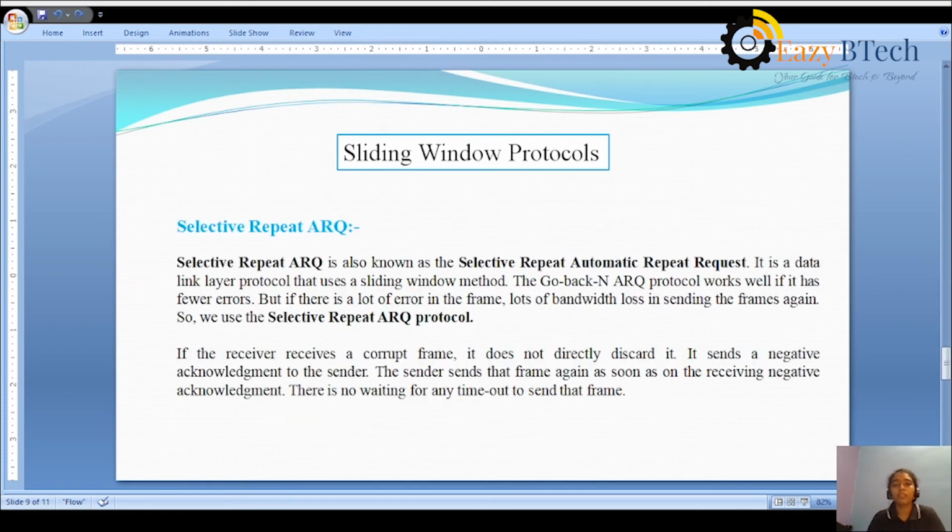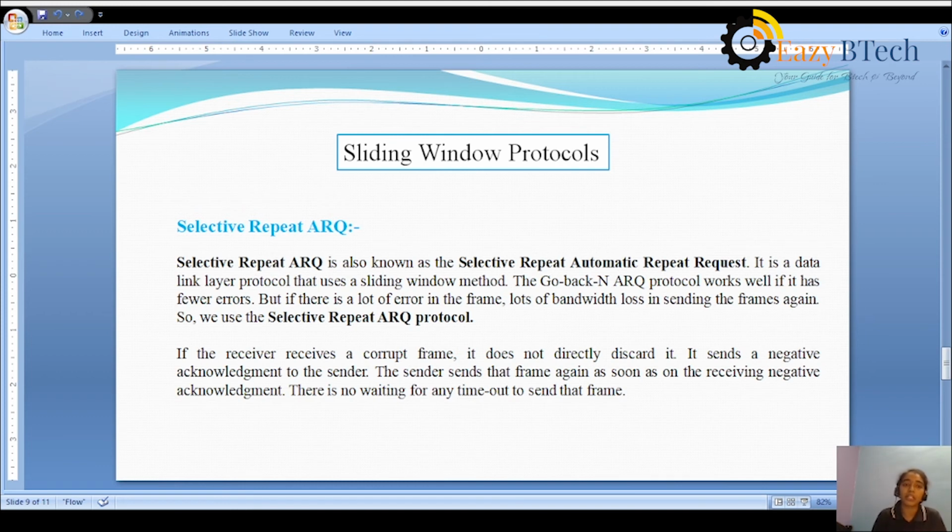So in go back, the go back one works well, but only if you have few errors, then it works very efficiently. A lot of errors in the frame will occur during transmission. It is not that flexible because there is a waste of time to send the frames again. For that sake, we introduce another type, selective repeat ARQ.